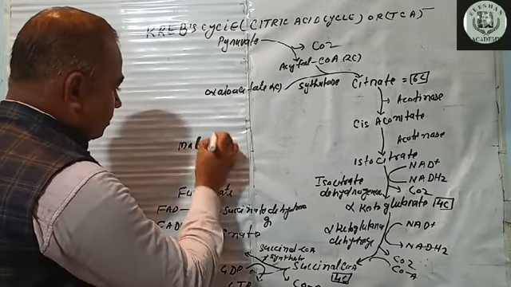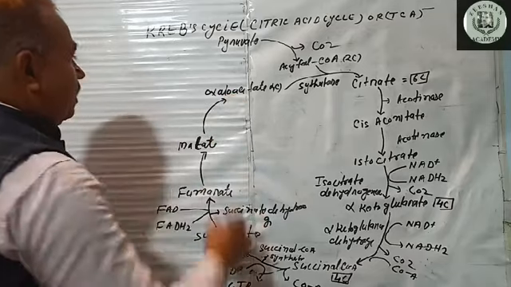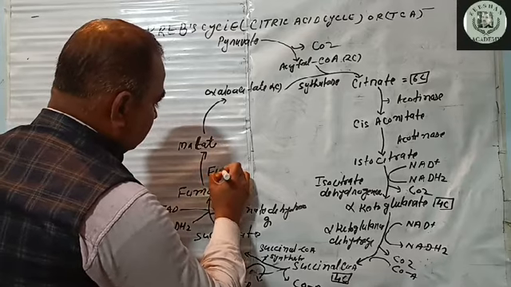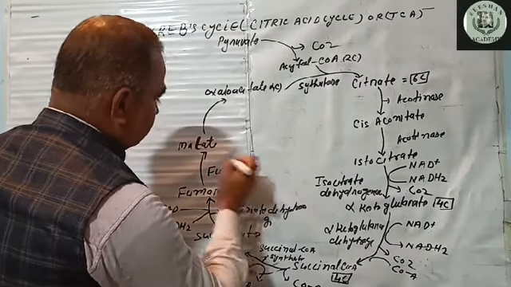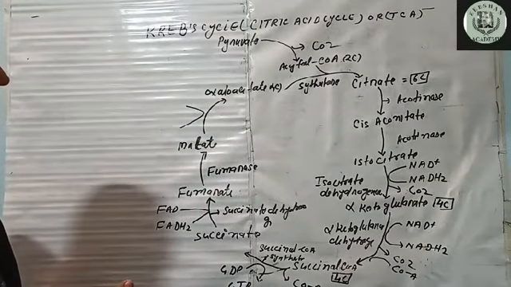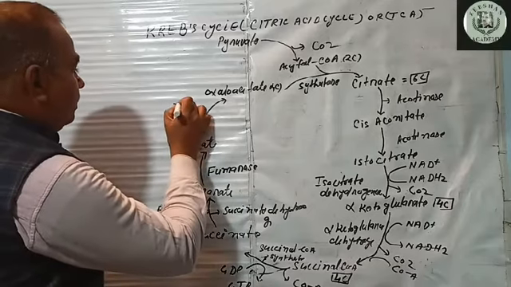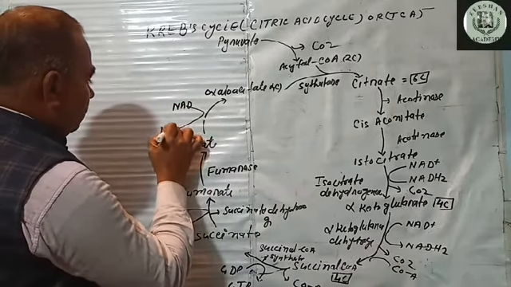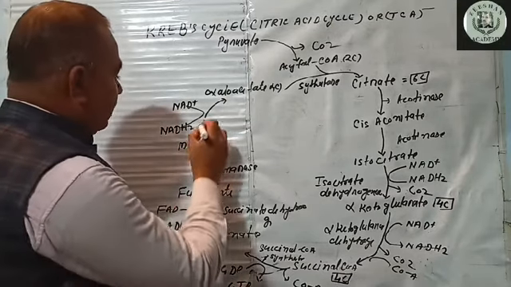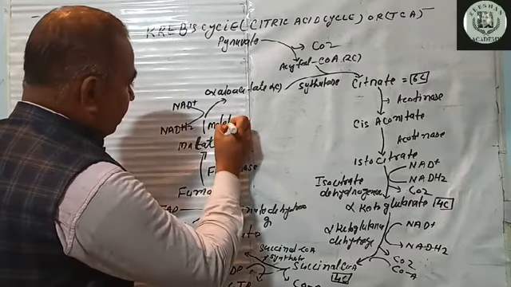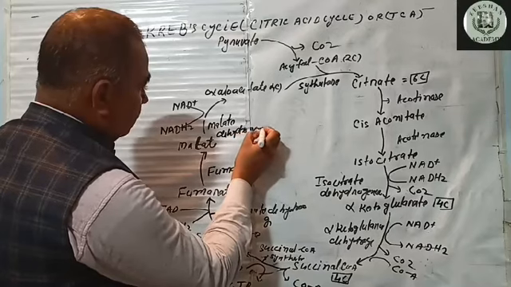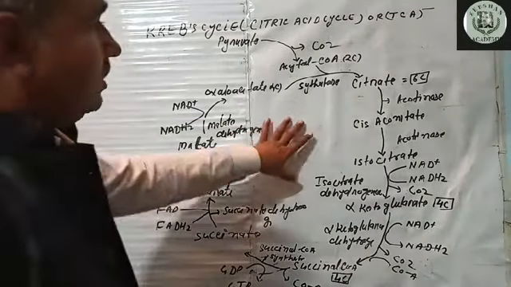malate, and this is converted into oxaloacetate. Here the enzyme is fumarase, and finally once again 1 mole of NAD is converted into NADH2, and the enzyme is malate dehydrogenase, and the process of the citric acid cycle is completed.